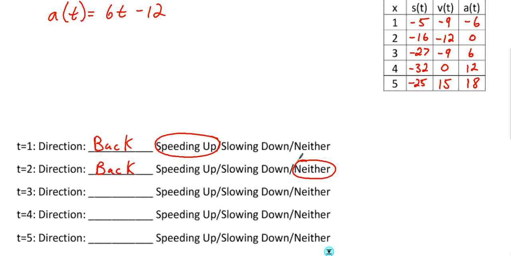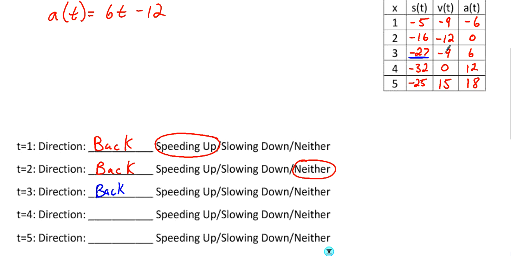Now, time equals 3. We look at position. Position right here, -27. So I'm still going backwards. I went from -16 to -27, which means I'm still going backwards. My velocity right here is -9. So my speed is 9 in the negative direction. So I'm going backwards at 9 miles an hour.